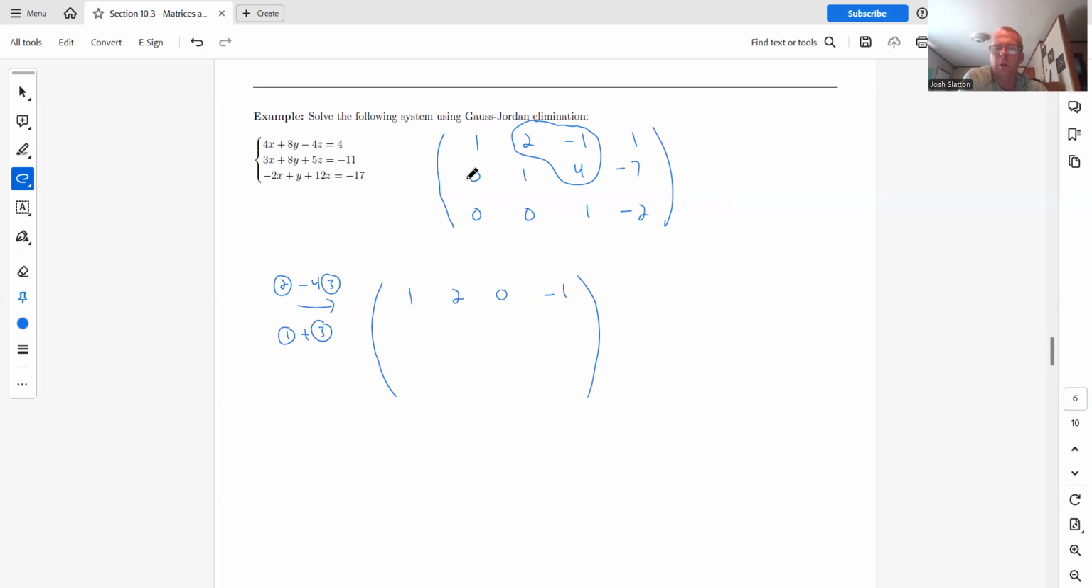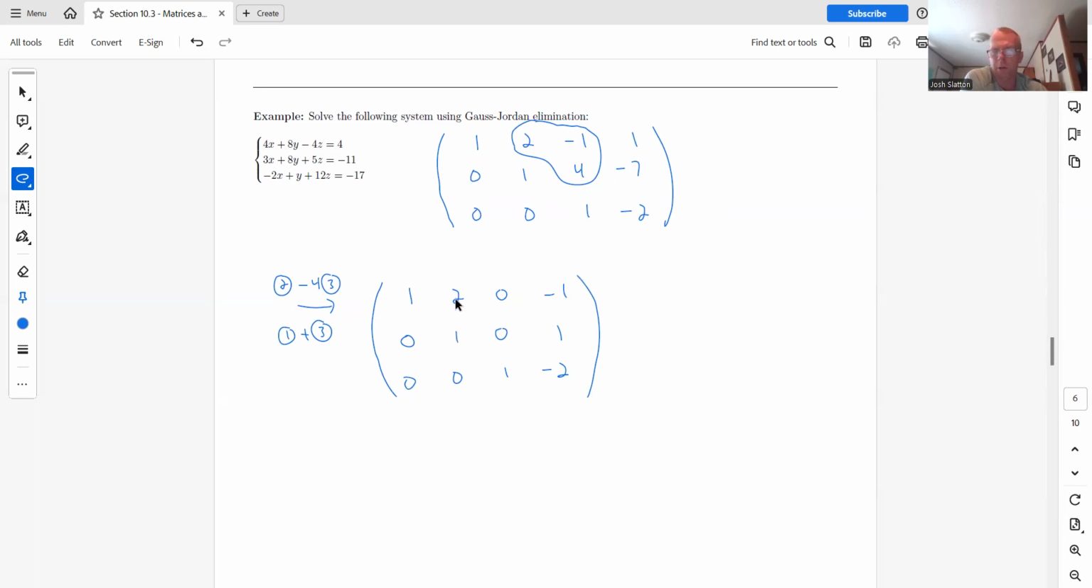Row 2, we're going to do this row minus 4 times that row. So we still have a 0 there, we still have a 1 there. 4 minus 4 times 1 will give us a 0. -7 minus 4 times -2 gives us a 1 right there. And then row 3 is going to stay the same. So we're almost there. Now we just need to make that one be a 0.